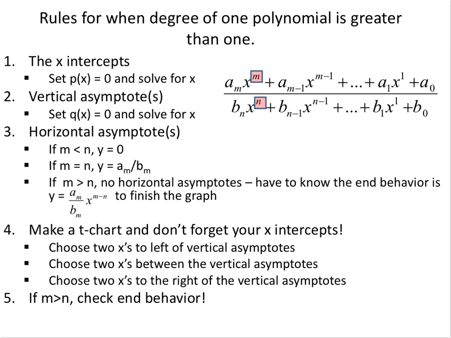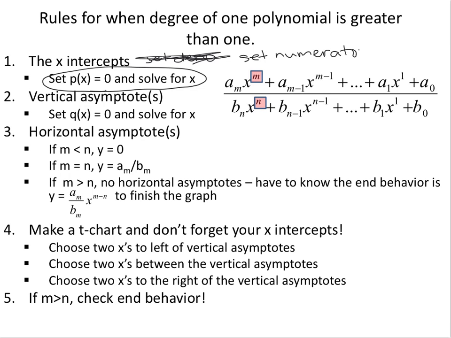The first part is when you find the intercepts, you basically are going to set the numerator equal to 0. And that's where the x-intercepts will be. And then for the vertical asymptotes, this next part, this really means set denominator equal to 0. Okay, so you might want to write those down instead of the q of x and p of x because you might not remember where those are.